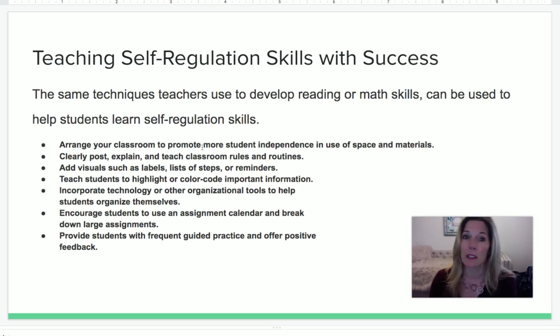We all need to be taught these things. They don't just come naturally. Incorporate technology or other organizational tools to help students organize themselves. Encourage students to use an assignment calendar and break down large assignments, and provide students with frequent guided practice and offer positive feedback. All these things are going to be things that are needed to be taught for successful self-regulation skills.